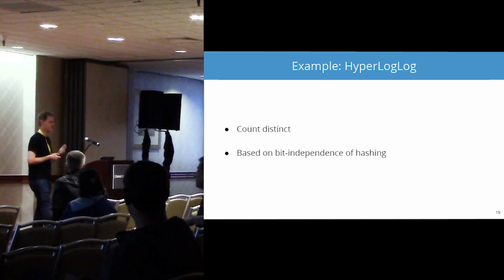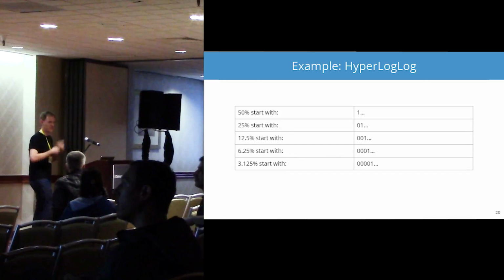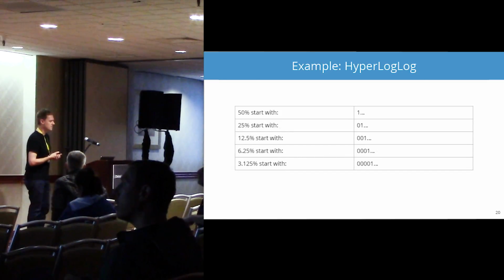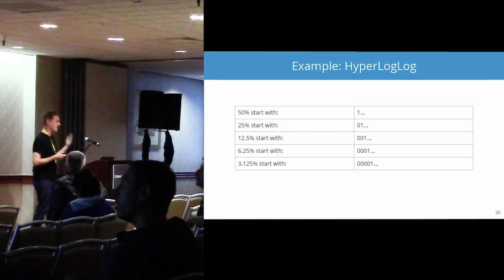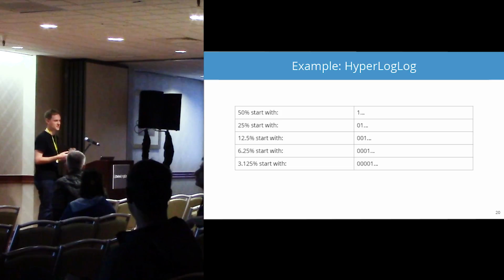It's used for count distinct, and it's based on the bit independence of hash functions. This is just sort of a flavor of how sketches work in general. Think about hashing a bunch of values. Let's say I want to do a distinct count of billions of values. How am I going to do that? I'm going to take those billions of values, I'm going to hash them all with a strong hash function, or a decent hash function. It doesn't have to be super strong, it can be decent, murmur's okay.